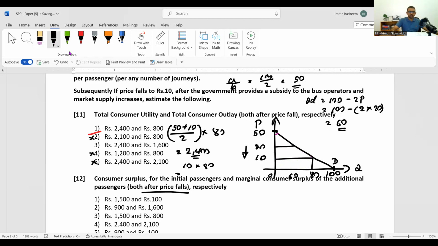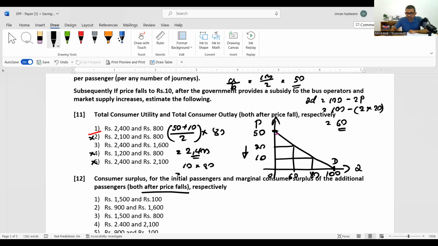Okay. Both after price falls. Now let's figure this out. What are they asking us to estimate? The consumer surplus, initial passengers. For the initial passengers, consumer surplus, we can estimate.